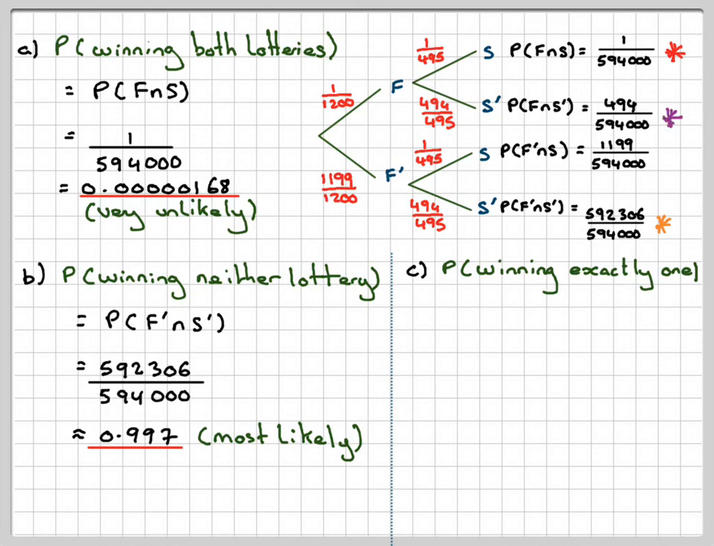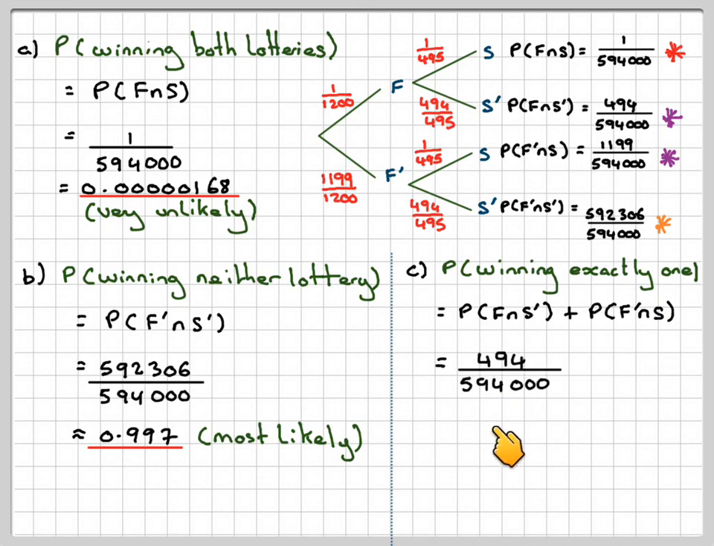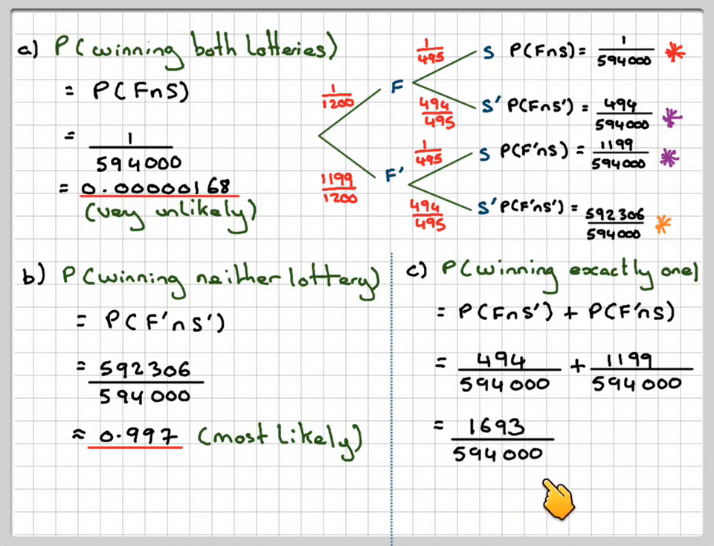And the probability of winning exactly 1 we get from that one and that one. These are mutually exclusive events, so we have to add them together. So the probability of F and not S plus the probability of not F and S, that's 494 out of 594,000 plus 1,199 over 594,000. If we add those together, we get 1,693 over 594,000, which as a decimal is 0.00285. That's also very unlikely to happen.